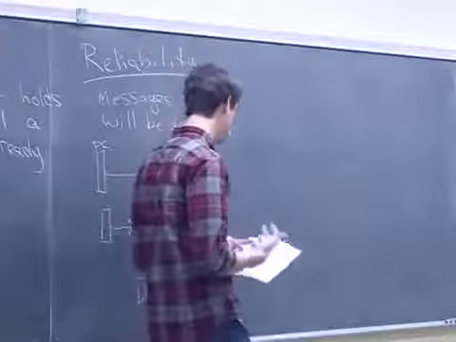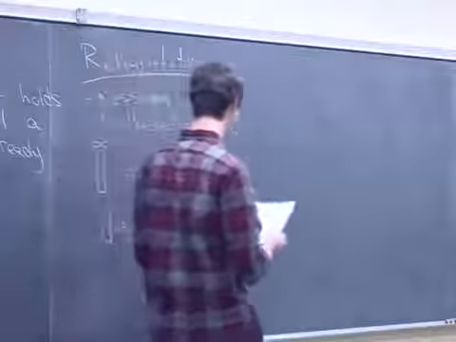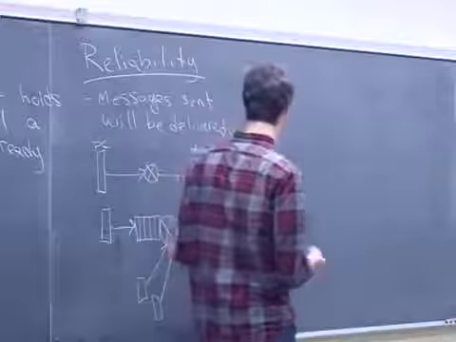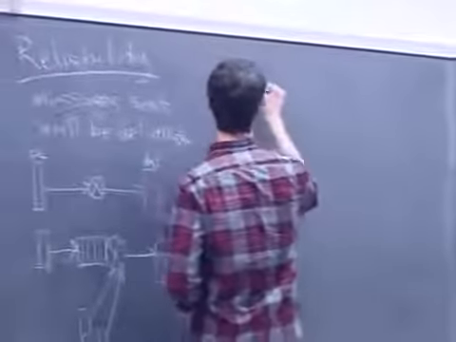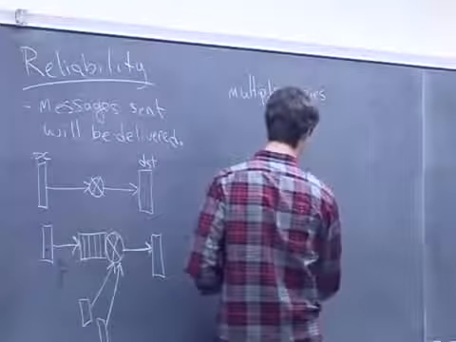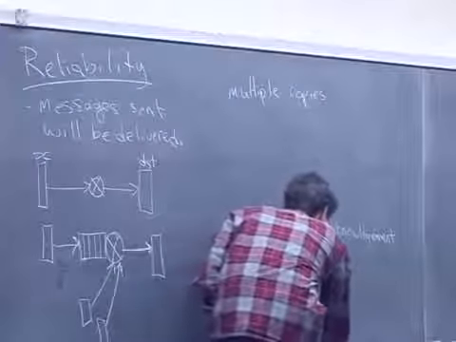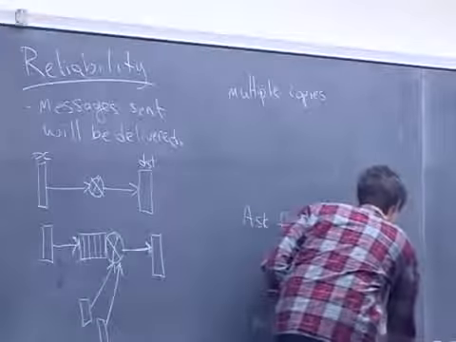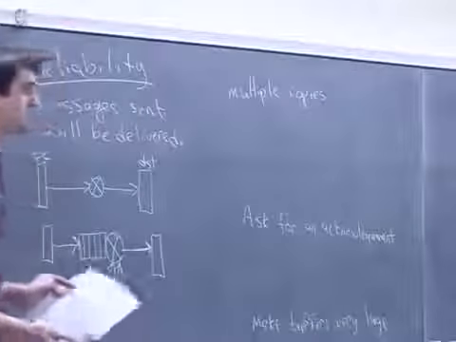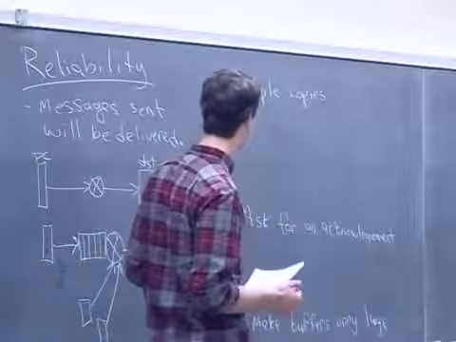All right, so now that we understand what a buffer is, let's talk about some ways to actually ensure reliable delivery. So does anyone have any ideas? What's one way we could guarantee that our messages get there? One way is we send multiple copies. Okay, so you ask for an acknowledgement. Make the buffers very large. Okay, so these are pretty much the only three ways to do reliable delivery.